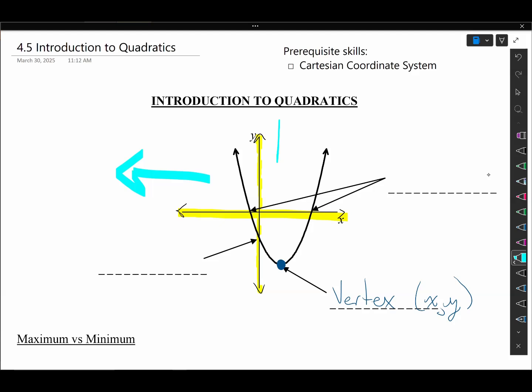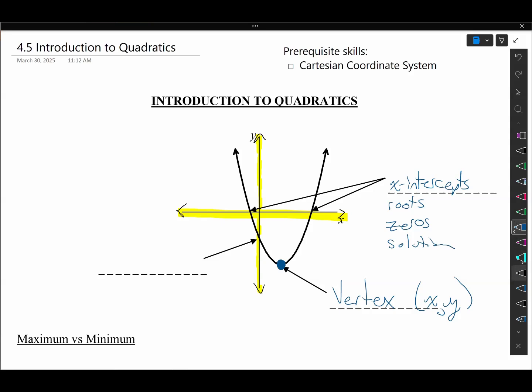Now the other pieces we are looking for. We're looking, number one, for our x-intercepts. These can also be called your roots. They can also be called zeros. They can, in some cases, be also called your solutions.